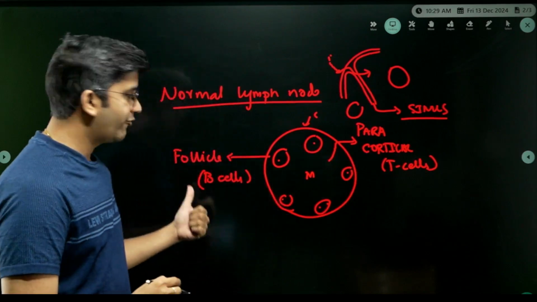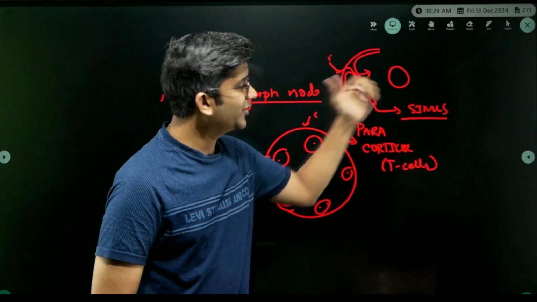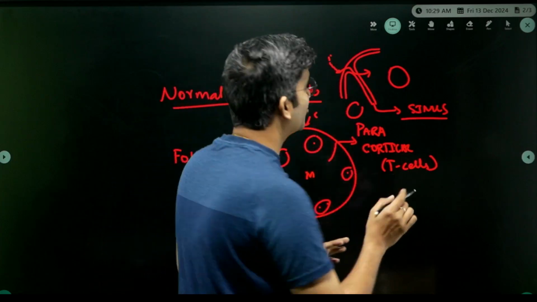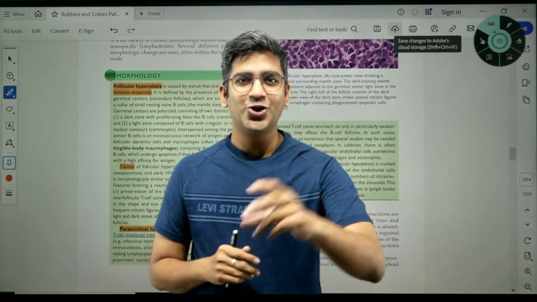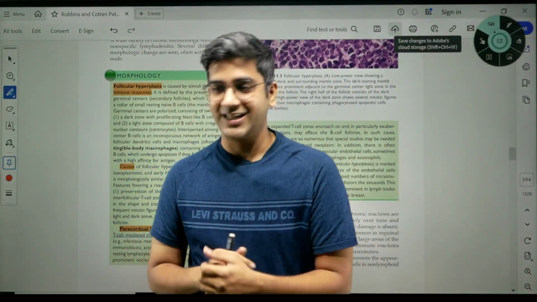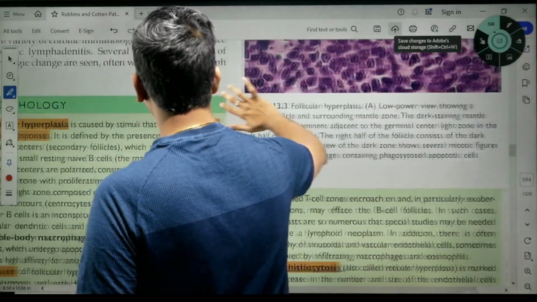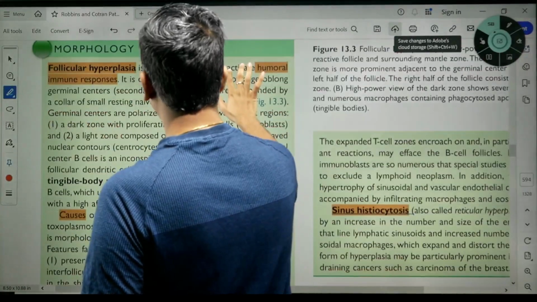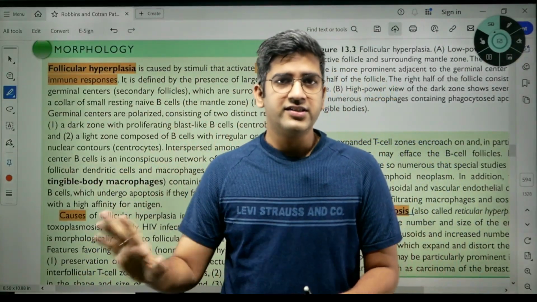Because I have something called follicular hyperplasia, I have something called paracortical hyperplasia, and then I have something called sinus histiocytosis. Let's go to Robbins. We all say that Robbins is very difficult to read, right? It's not difficult at all. If you know normal, Robbins is a piece of cake. Let's understand. Let me zoom this a little bit for you so it's more easily visible. I hope it is visible now. So this is from reactive lymphadenopathy, chronic non-specific lymphadenitis, from Robbins, right?